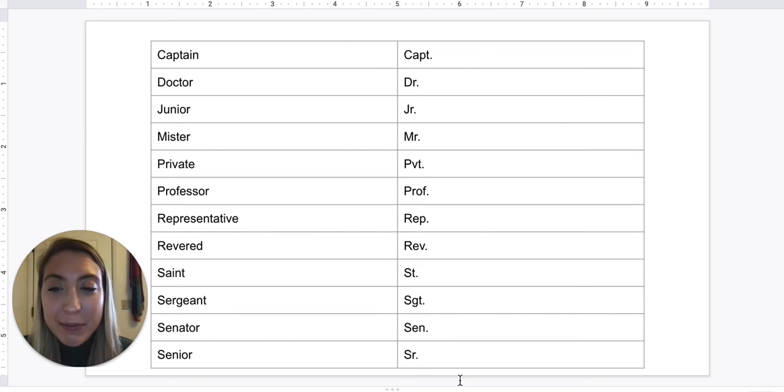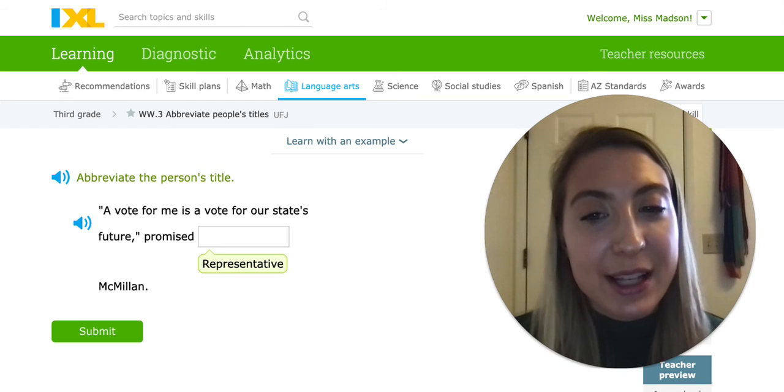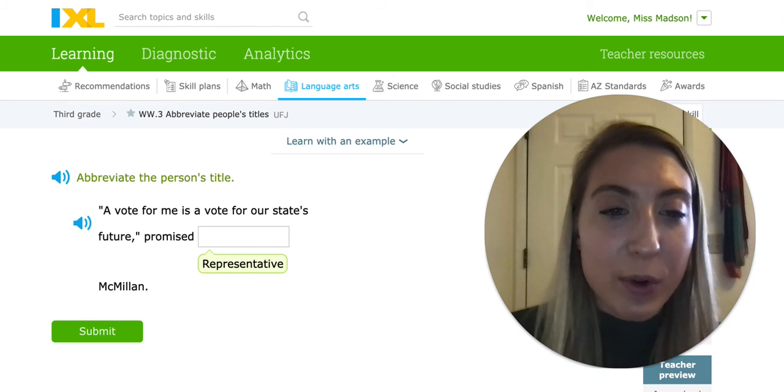So these are going to be a little difficult. Take some time today to take some notes or just practice looking at them for a little bit. So we have Captain, Doctor, Junior, Mr., Private, Professor, Representative, Reverend, Saint, Sergeant, Senator, and Senior. Now let's go through some examples. This is what our homework is going to be like today. They're going to give you the word that we are abbreviating.